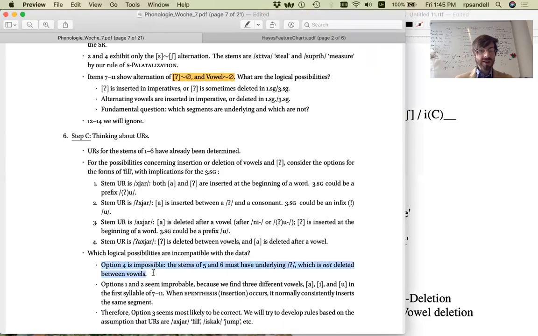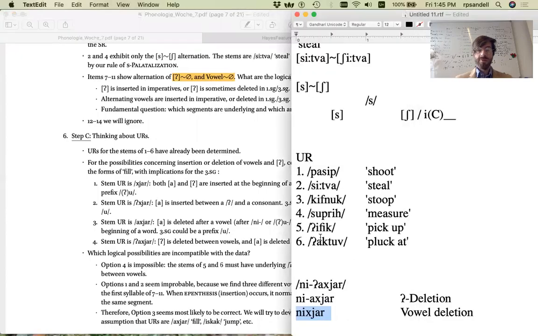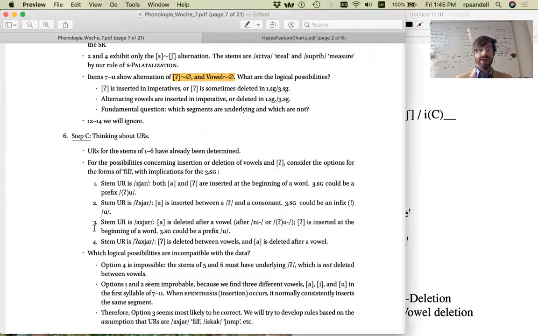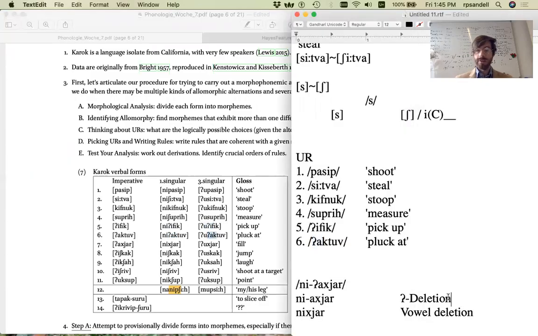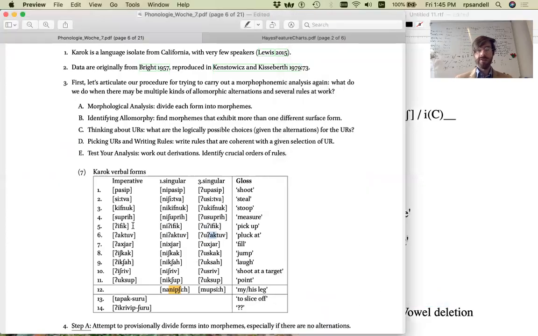Well, I think that option 4, namely that both the glottal stop and the vowel a are underlying, can be excluded, because we found in rows 5 and 6 that those glottal stops must be underlying, and in the first singular and third singular forms of those rows, the glottal stop occurs between two vowels and is never deleted. So there can't be any kind of glottal stop deletion process in the language.